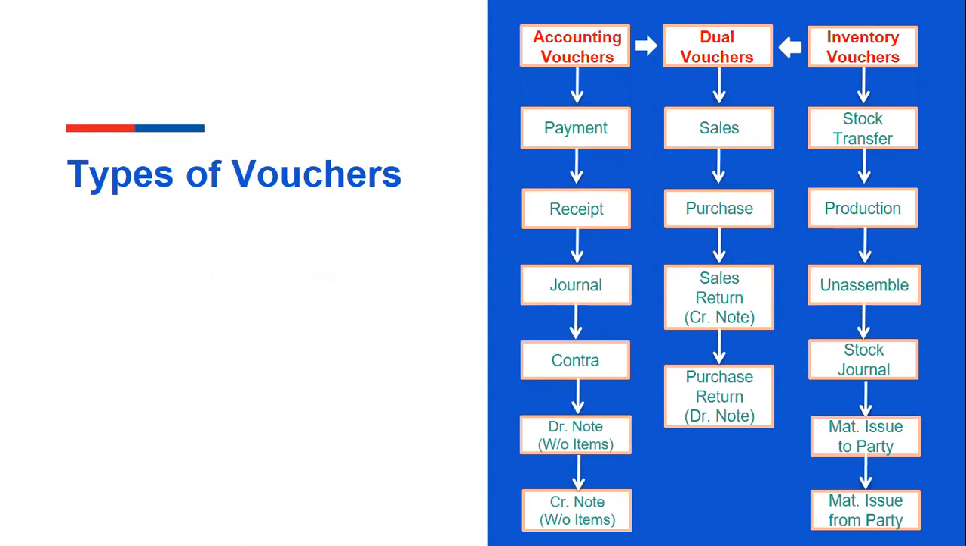The next one is stock journal, which also belongs to production. If you are generating your material, your item stock, or consuming your item stock, you can record it in the stock journal voucher. And the last two are material issue to party and material received from party. These two vouchers belong to inventory vouchers, because if you are issuing material to a party and receiving material from a party, then only inventory will be affected, accounting will not.